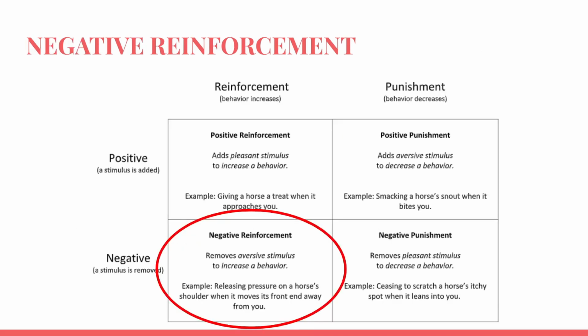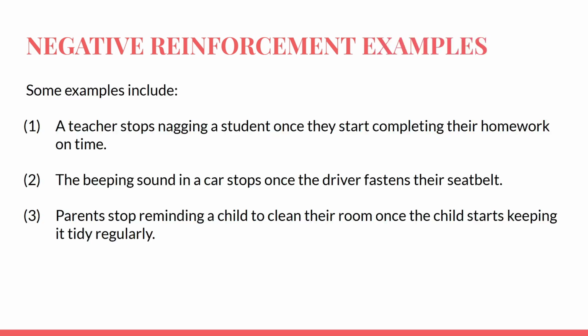Next, there is negative reinforcement. Negative reinforcement is the idea of taking away an unwanted stimulus in order to encourage good behavior. Some examples include 1. A teacher stops nagging a student once they start completing their homework on time. 2. The beeping sound in a car stops once the driver fastens their seatbelt. 3. Parents stop reminding a child to clean their room once the child starts keeping it tidy regularly.